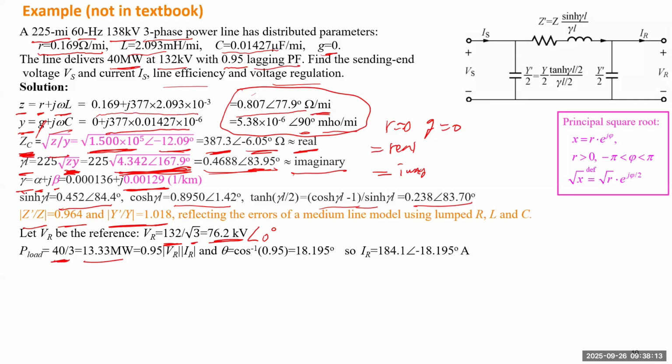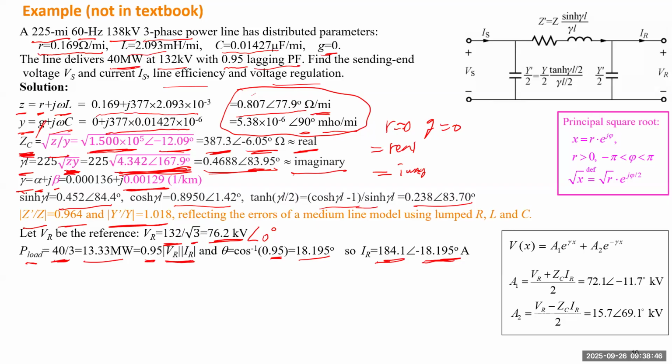Okay, because the active power is equal to the apparent power multiplied by the power factor, and we know the power factor is 0.95, we can solve the angle to be around 18 degrees. Which means the current will be lagging the reference voltage by 18 degrees. And from the power and voltage, we can calculate the magnitude of current.